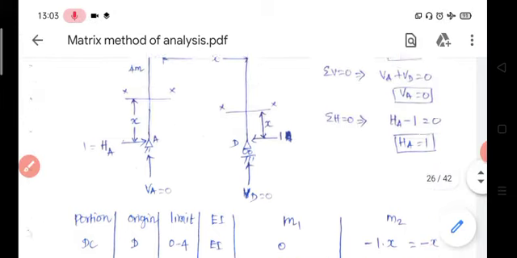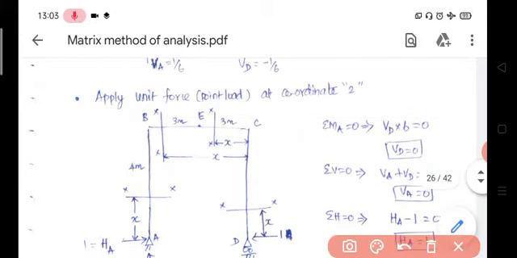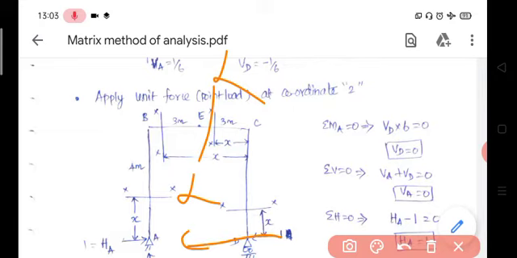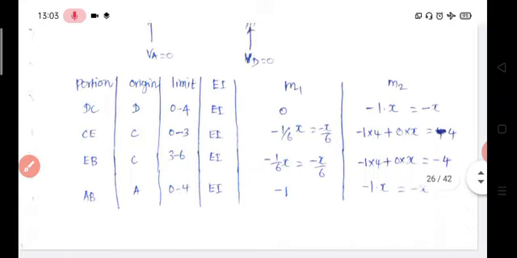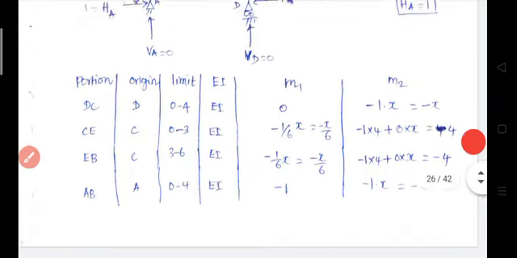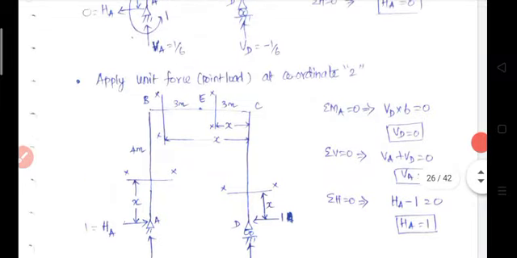Then for CE portion, consider section XX, which is x distance from C. Origin is C, limit varies between 0 to 3, then bending moment: this 1 kilonewton force acts at a distance of 4 meter from our section, so it creates sagging moment, minus 1 into 4, minus 4.